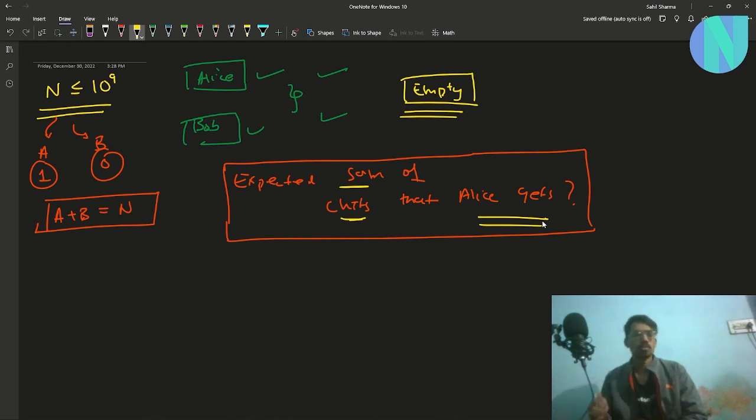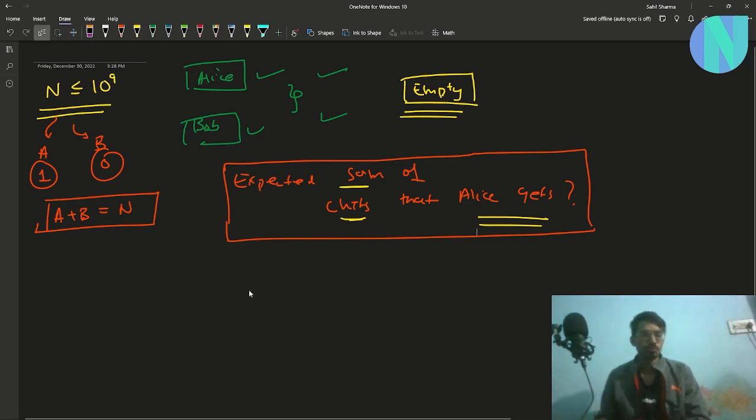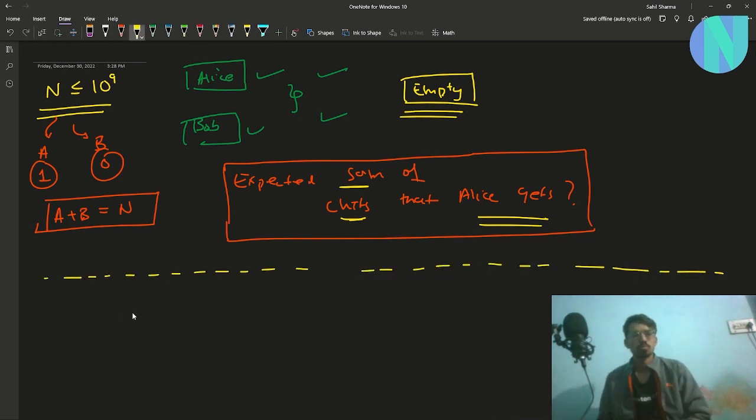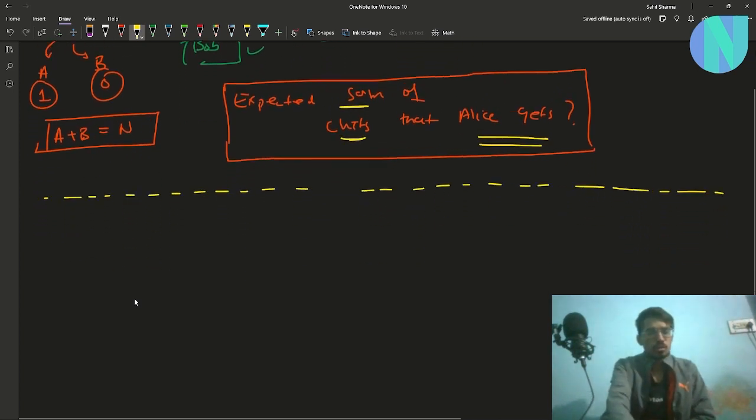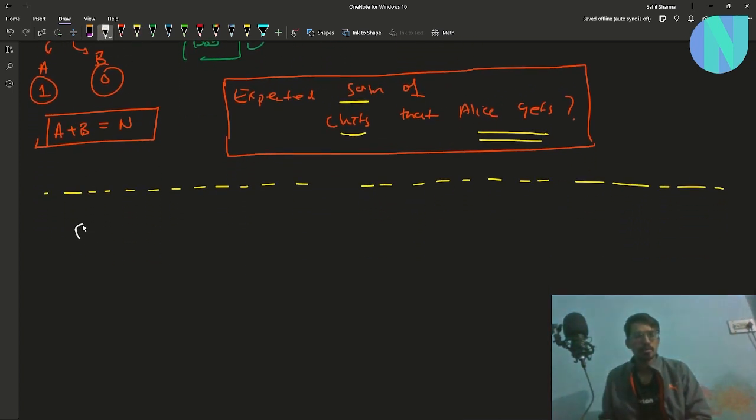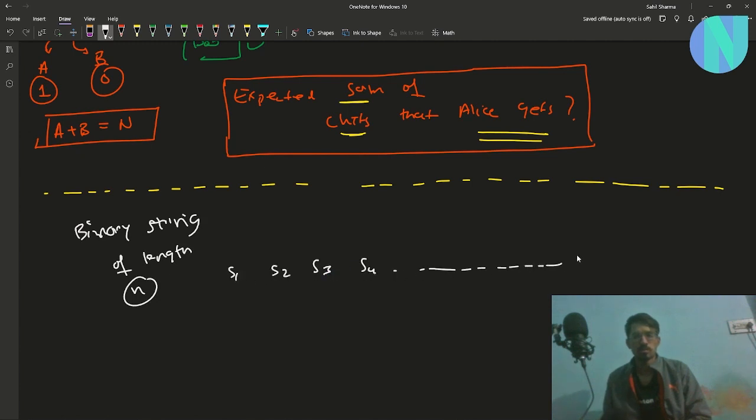Now how can we solve this? So let's move on to the solution. But before we move on to the solution, let's try to rephrase the problem so we can have a better visualization, right? So we can rephrase the problem as a binary string of length n, right? So we have s1, s2, s3, s4, and so on up to sn, and we can do a random shuffle on the string. We can do a random shuffle on this string.